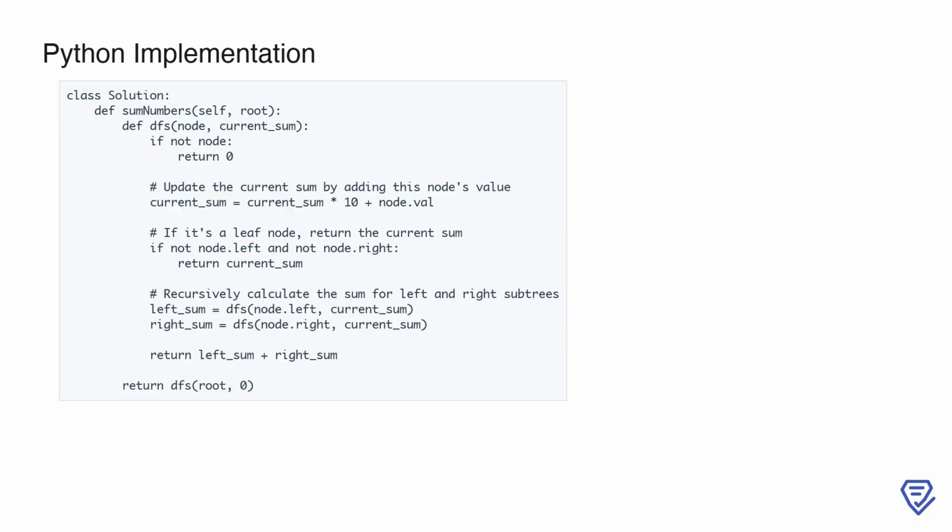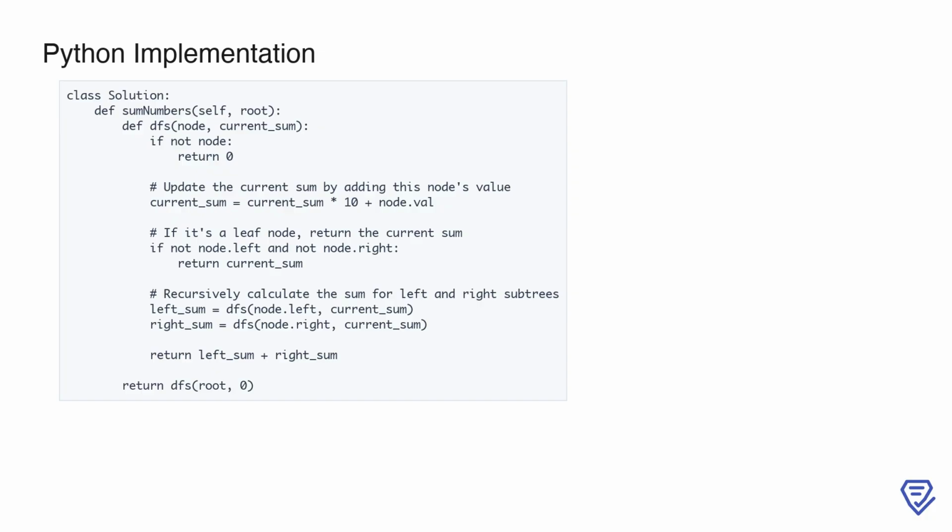If the node is None, i.e., the base case for recursion, it returns 0 since no number is formed from an empty path. For each node, the current_sum is updated by multiplying the existing sum by 10 and adding the node's value. This operation ensures that the path's digits are concatenated correctly. If the current node is a leaf, i.e., it has no left or right children, the function returns the current_sum, as this represents a complete root to leaf number.